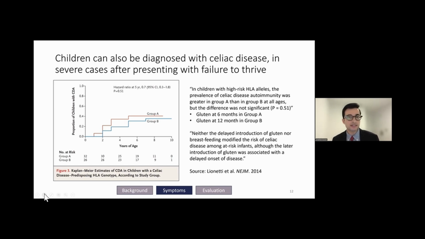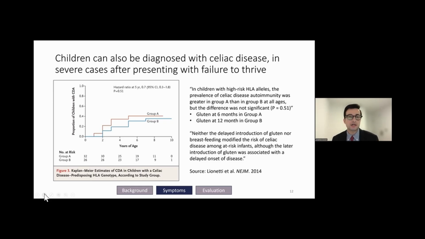Children can also be diagnosed with celiac disease. Often it's a more pronounced presentation. Sometimes in these severe cases, early on, they're just not eating. They're just having a lot of issues with GI side effects. And so they're failing to thrive, failing to gain weight, and really not doing so well.